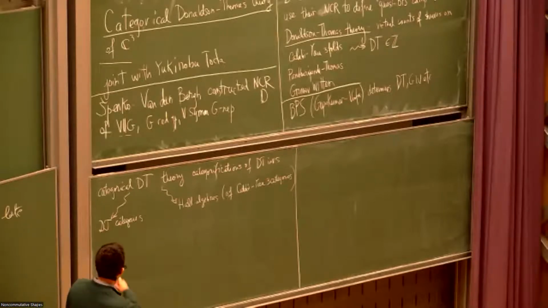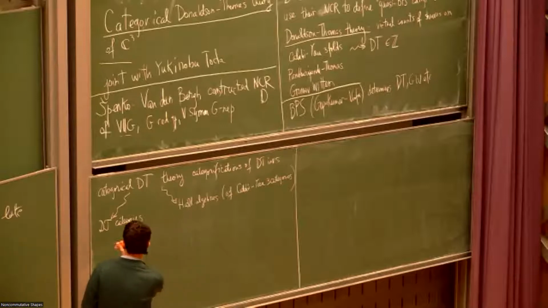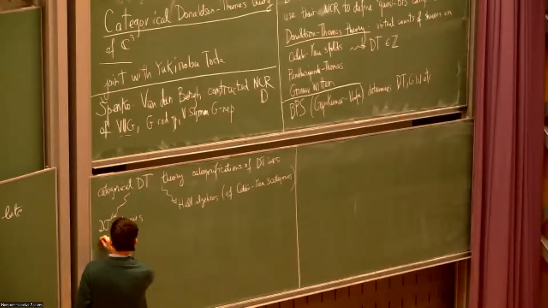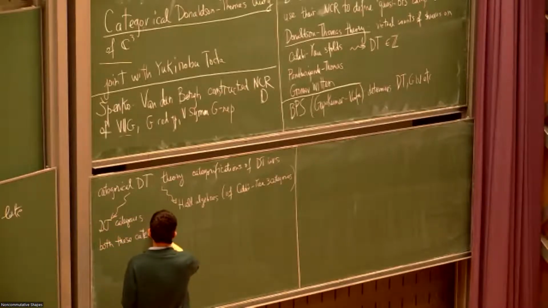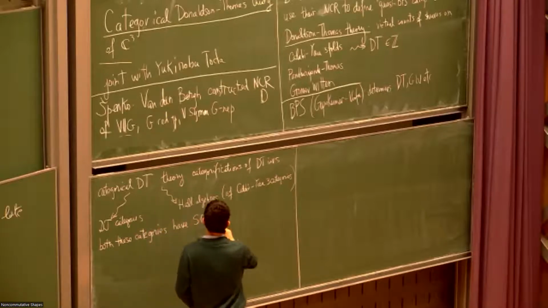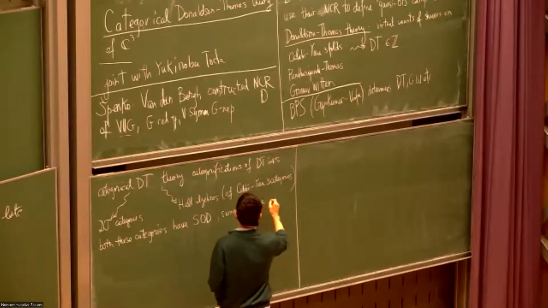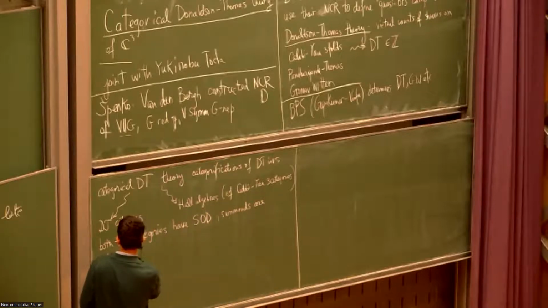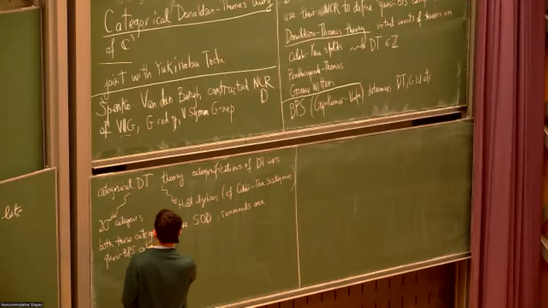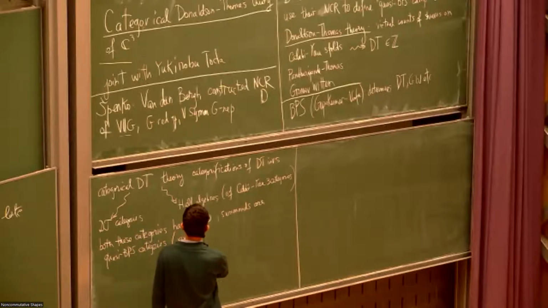Okay, so both these objects, both DT categories and Hall algebras. So this Hall algebra is also a monoidal category. Both these categories have semi-orthogonal decompositions, where the summands are these quasi-BPS categories that are defined based on this NCR of Špela and Michel. And we expect this to be indecomposable in many cases.